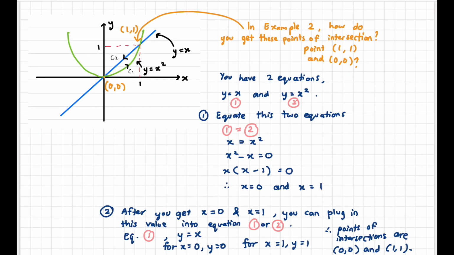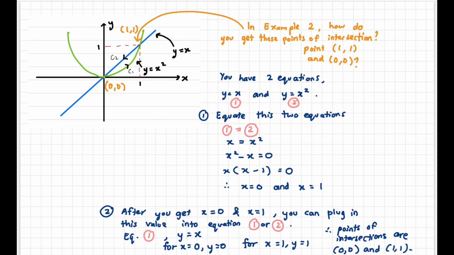You have two points of intersection, here 0, 0 and 1, 1. So now I will show you how you get these points of intersection, 0, 0 and 1, 1. You have these two equations. One is y is equal to x squared, and another one is this line, y is equal to x.